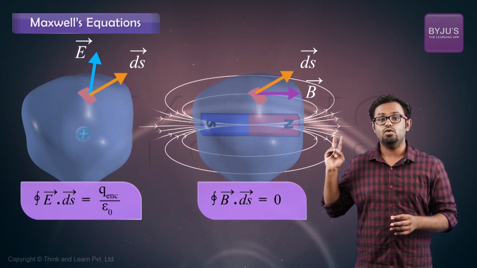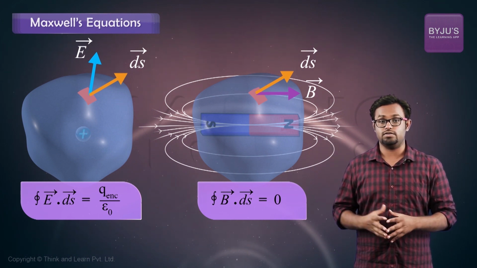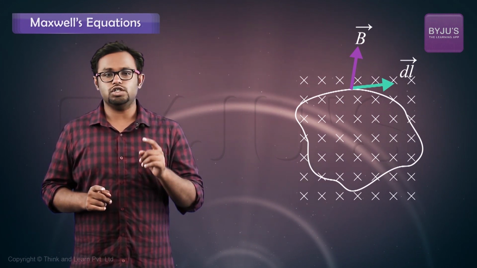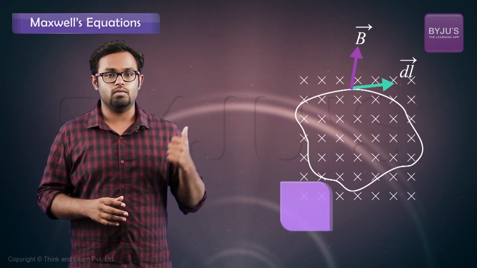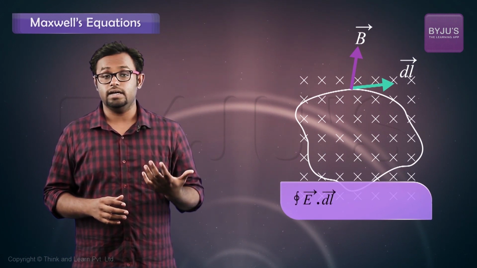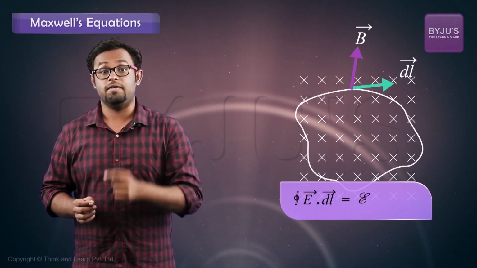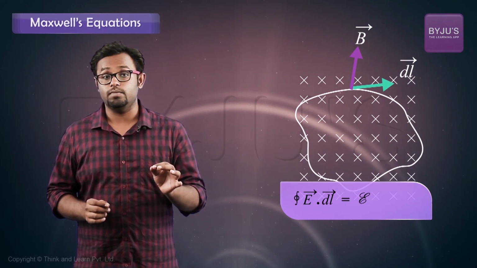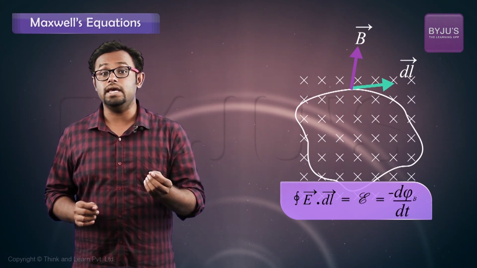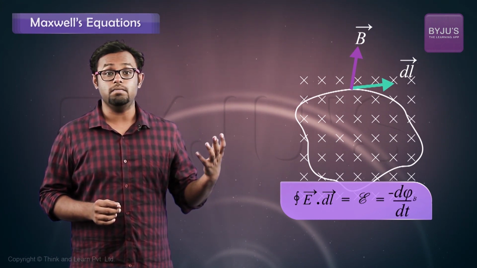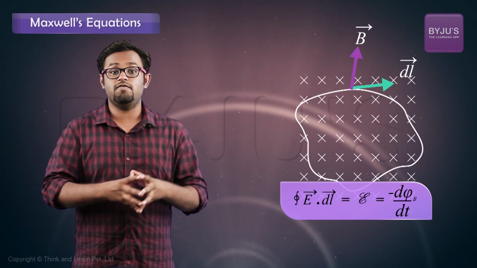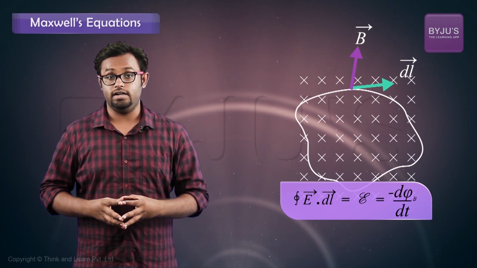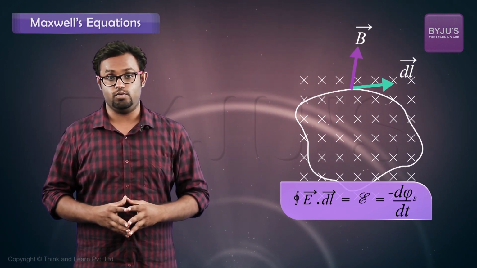These are the first two Maxwell's equations. They are based on flux. Now let's talk about circulation. If I talk about the circulation of electric field in a closed loop, then what is that? That is nothing but the EMF, the potential difference. And we know that the potential difference is equal to minus d phi B by dt. This is something we get from Faraday's law, right? The EMF produced is equal to the negative of the rate of change of the magnetic flux. That's the third Maxwell's equation.